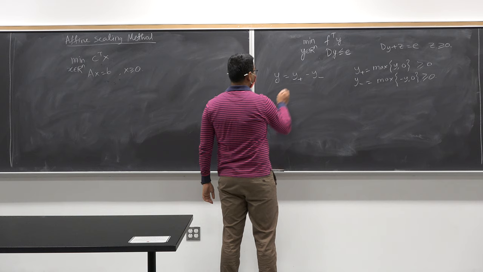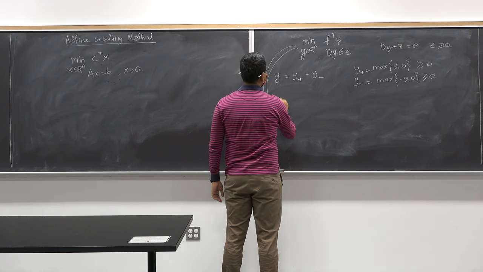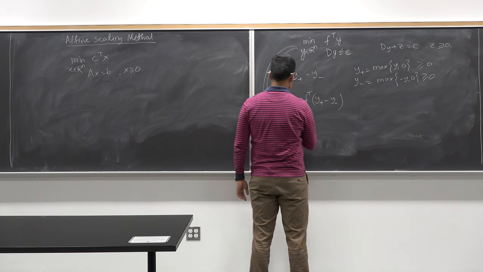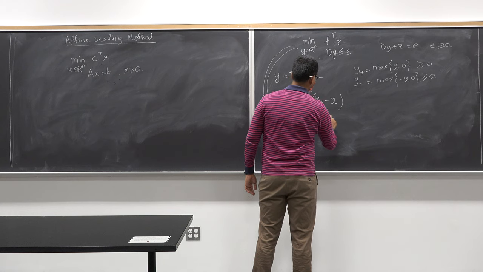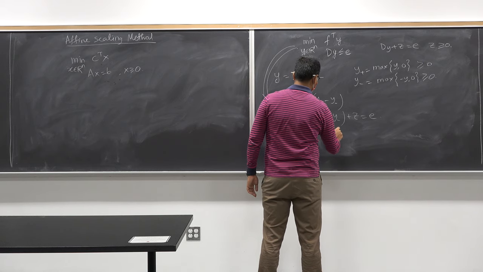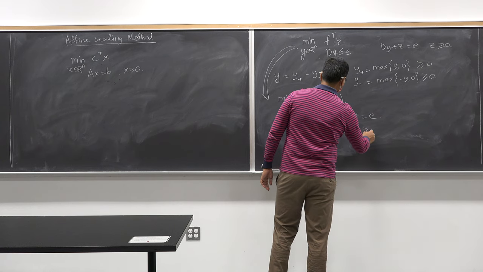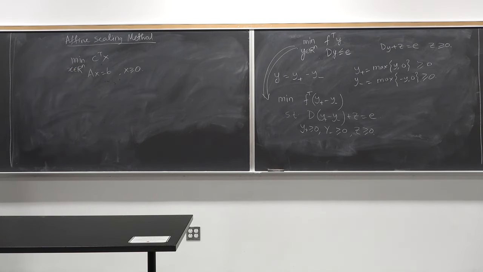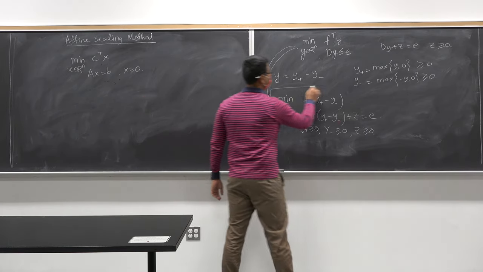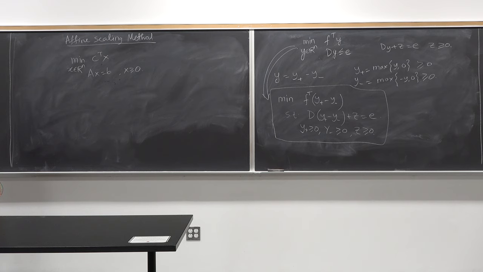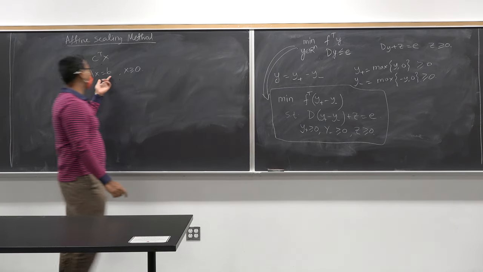So now this problem can be written as: I want to minimize f transpose y plus minus y minus, such that Dy plus z is equal to e. y plus is greater than or equal to 0, y minus is greater than or equal to 0, and z is greater than or equal to 0. So now this particular problem is exactly in this form.